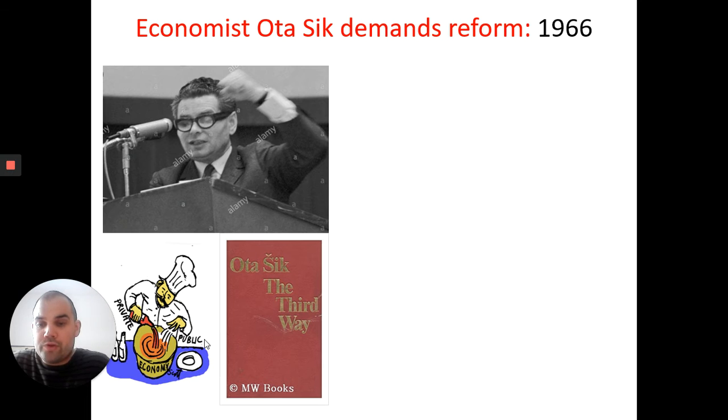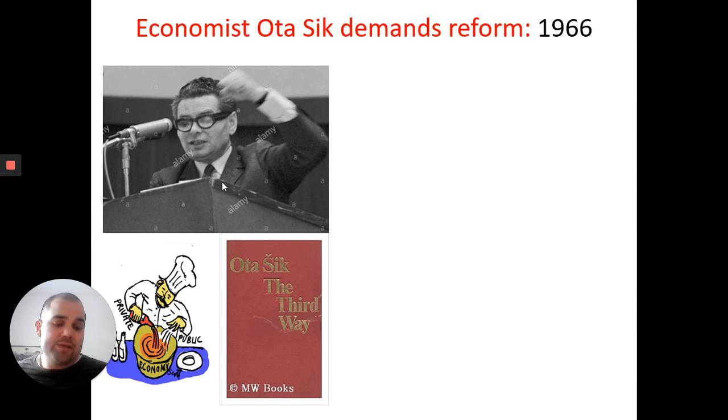Now, the first roots of the Prague Spring that you really have to know is that there is an economist, Otto Sick, who began demanding reforms in 1966, a couple of years before the Prague Spring begins. Otto Sick is quite an interesting guy, because he was a member of the Communist Party. He'd been in a concentration camp with Novotny, the leader of the Communist Party in Czechoslovakia. They'd both been members of the Communist Party when Germany invaded Czechoslovakia at the start of World War II. Because they were communists, they were put into concentration camps. He also knew Alexander Dubček's father from his time in that.